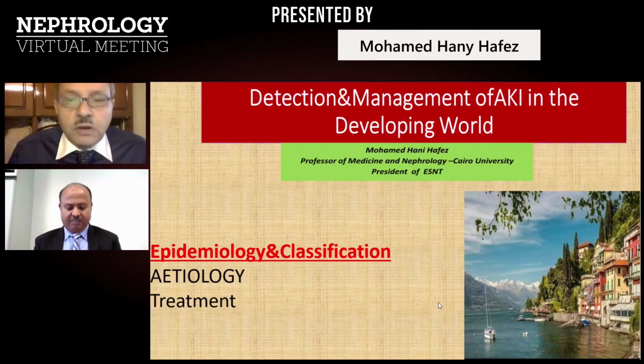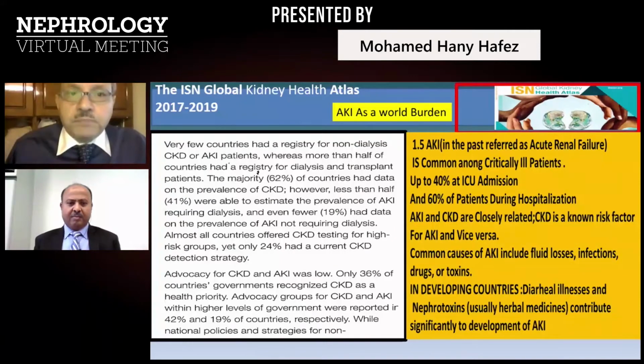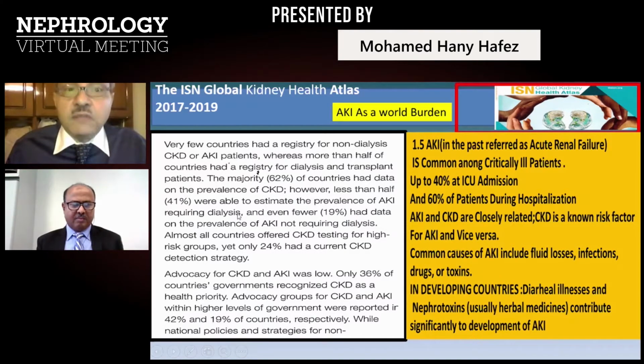Let's go and see that in the ISN Atlas that has been published twice, the first time in 2017, and then the recent publication in 2019. And see the acute kidney injury world burden. We'll be astonished that only 41% of the countries were able to estimate the prevalence of acute kidney injury requiring dialysis. And for those not requiring dialysis, only 19% gave data. So it is a very poor epidemiological background about acute kidney injury worldwide.